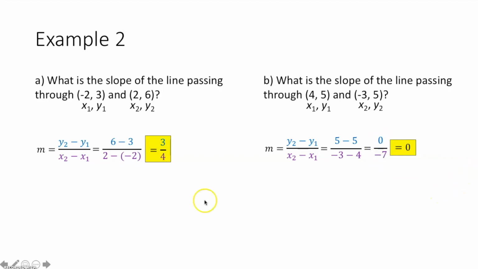Now, one important thing to remember here, how did I pick which one to be x1 and y1 and which one to be x2 and y2? It doesn't matter. You could have picked this one to be x2 and y2 and this one to be x1 and y1, and you would have got the exact same answer. Same thing here. Anytime you have 2 points, you can pick either one to be x1, y1 or x2, y2, and you should get the exact same slope.